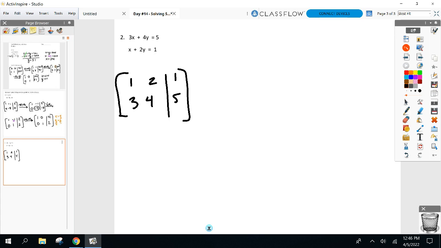What number do we have to change? The 3. Into a? 0. So what do I add to it? Negative 3. Where do I get the negative 3 from? Row 1. So negative 3 times row 1 plus row 2.